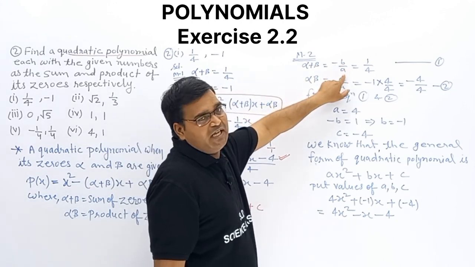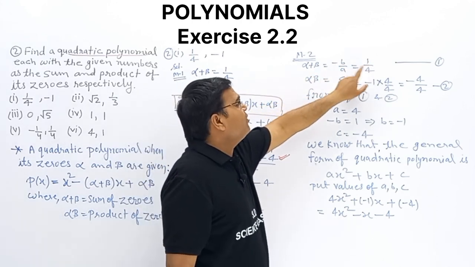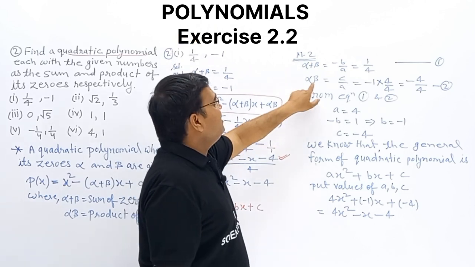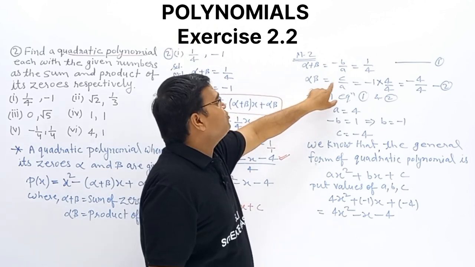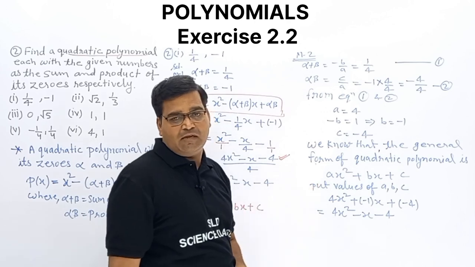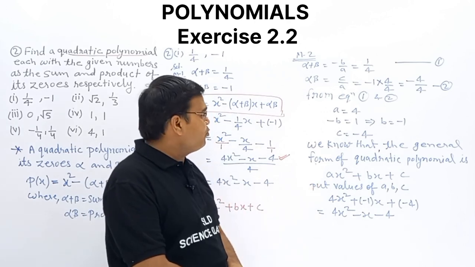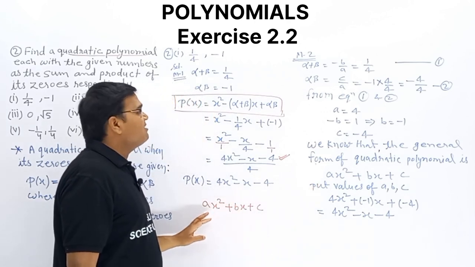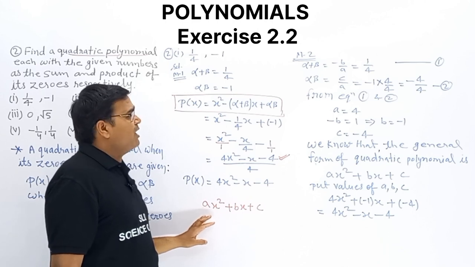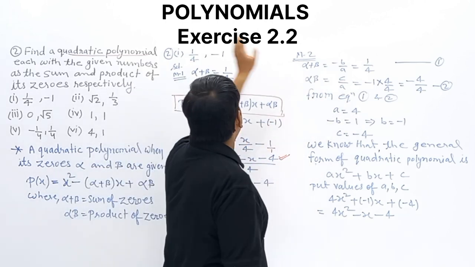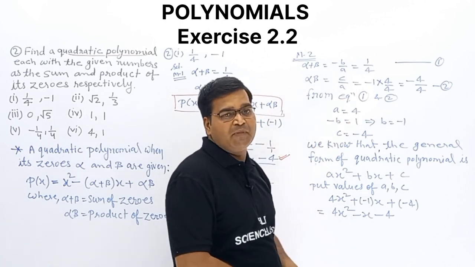Minus b upon a, and this one is equal to 1 by 4. It is given in the question. And alpha into beta, the product of the zeros, will be what? C upon a. This is the formula. C is the constant term, a is the coefficient of x square, and this one is equal to what? Minus 1. Put there, minus 1.